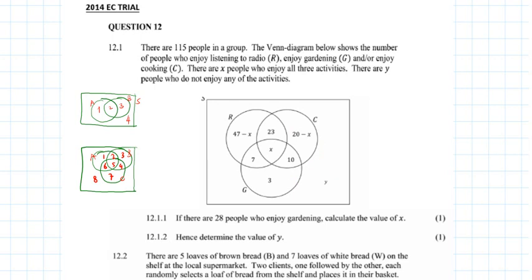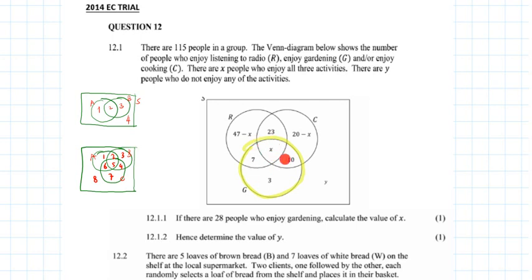Now, the questions are just 1 mark each, so they shouldn't take that long to answer. If 28 people enjoy gardening, then the numbers inside circle G, which has 4 parts, must add up to 28. So x plus 7 plus 3 plus 10, where these numbers make 20. To get 28, x is 8. You just say it: x is 8.